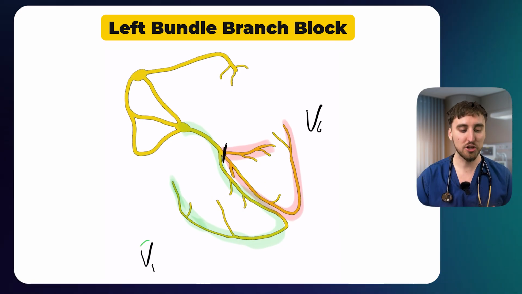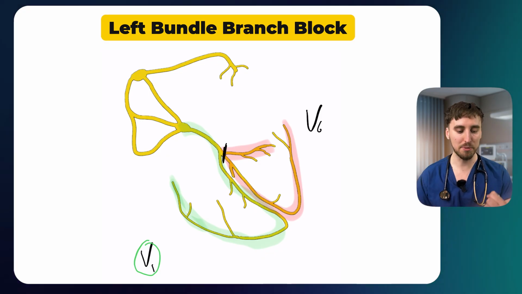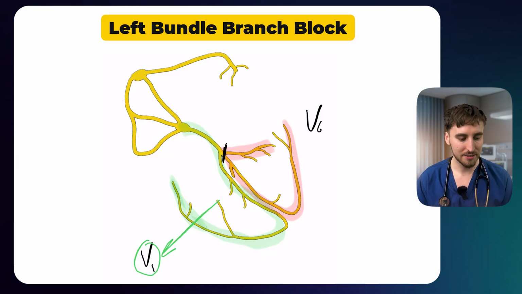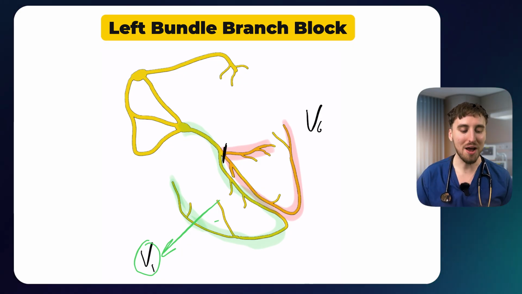We're going to have that wide QRS because there is this slowing of depolarization in this direction. The V wave looks towards the right side. There's a slow wave of depolarization away from the right side.